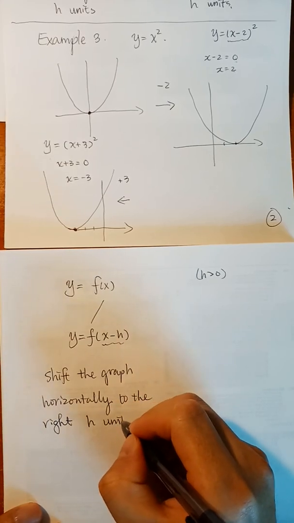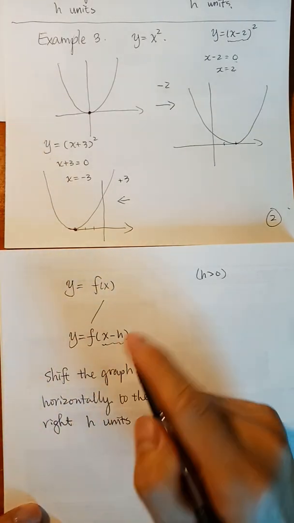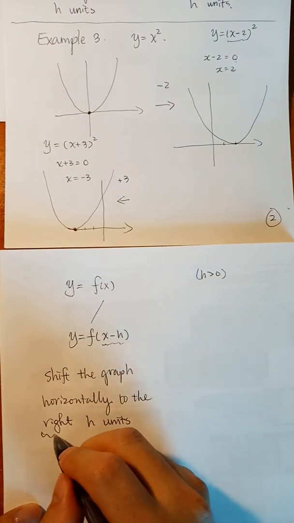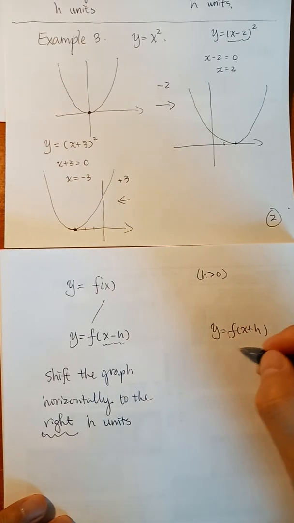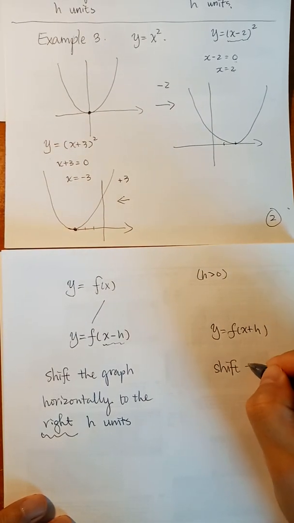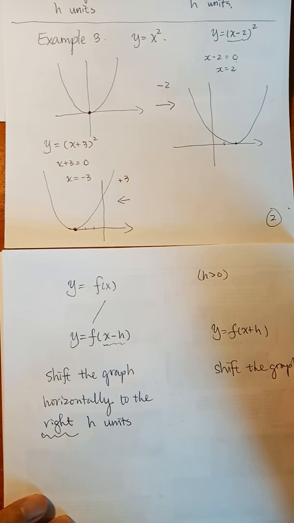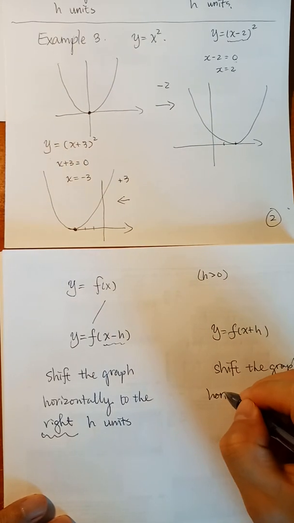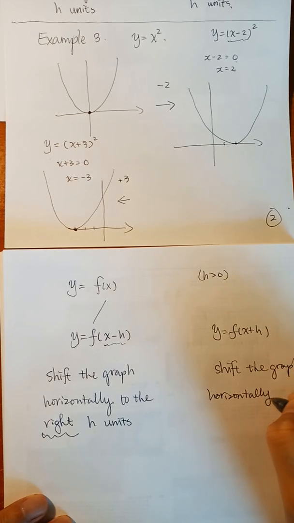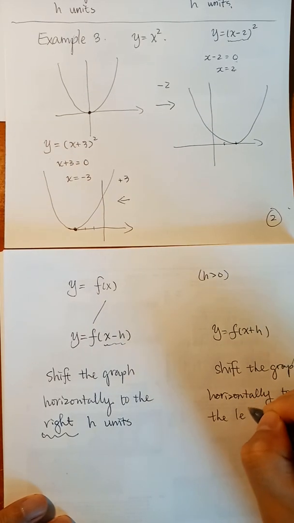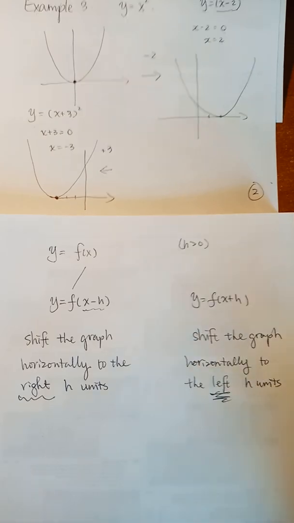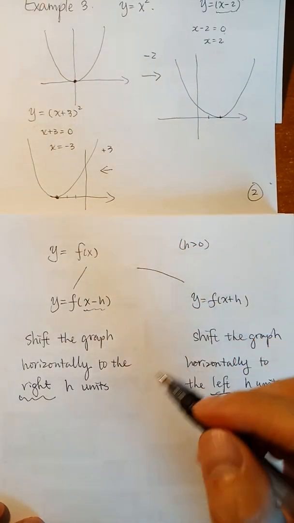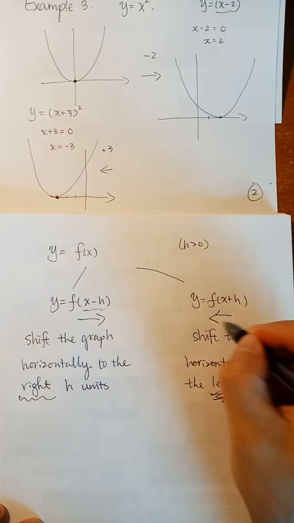H units. Minus h to the right. And if you have f of x plus h, you add, then you shift the graph horizontally to the left, h units. So the addition corresponds to the left. This is to the right, so to the left.